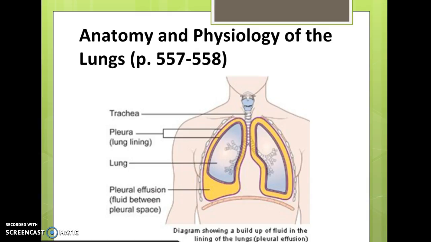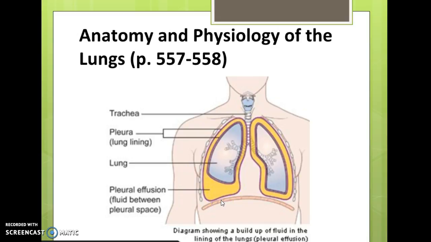Let's talk a little bit about the anatomy and physiology of the lungs, mainly what we're going to call the pleura. Pleura is the lining of the lungs, and we actually have 2 main pleura. We have the visceral pleura, and the visceral pleura is what lines the lung itself. So this kind of goes around the lung and it holds all those alveoli together. And then we have the parietal pleura, and the parietal pleura lines the outside of the chest wall or the thoracic cavity.